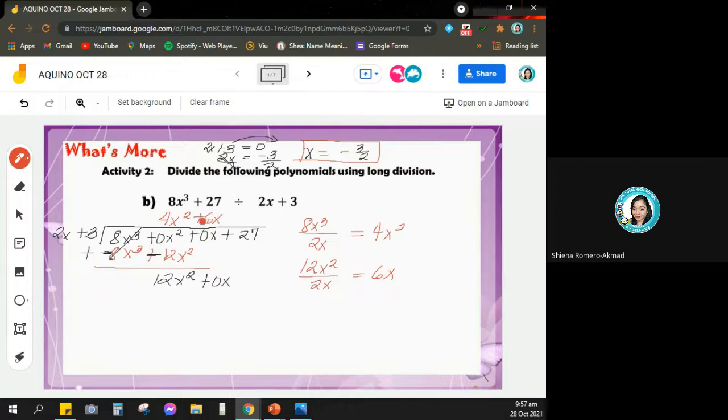Positive 6x. 6x times 2x is positive 12x squared. 6x times 3 is positive 18x. So magsusubtract na tayo. So we have to change the sign. Proceed to addition. 12x squared plus negative 12x squared is 0.